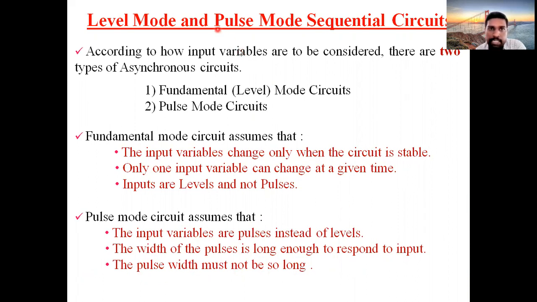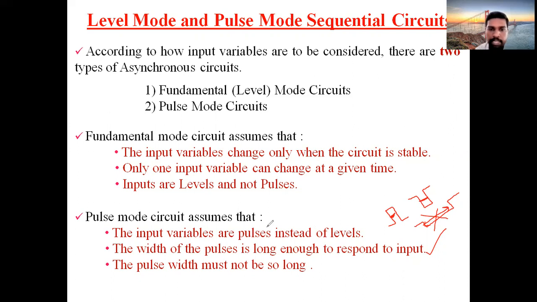So what is a pulse generally? This is the symbol of a pulse. It is a positive pulse, and this is called a negative pulse. The gap you see here is called the pulse width. This pulse width is enough for responding to the input, but it should not be so long. It should not be like this. It should be very small and narrow, so that the input changes according to the pulse width.